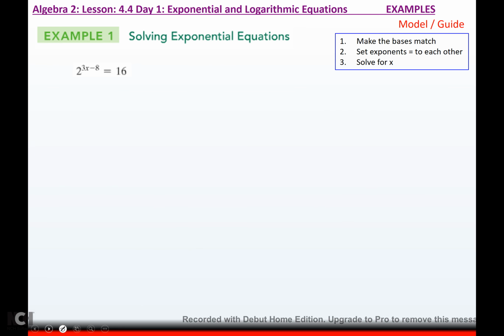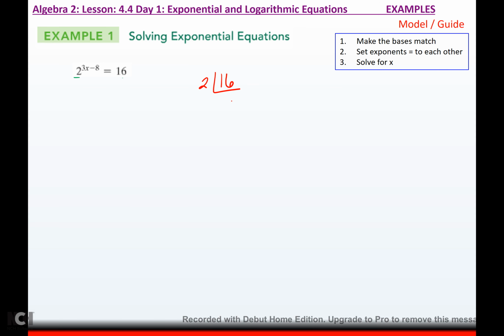Alright. So let's try this one, okay? I can't break down 2 anymore. So that means I have to be able to break 16 down by 2s. And what happens if you can't? If you can't, then we learn another method to solve. But for today, you'll be able to make the bases match. If not, like I said, I'll teach you another technique in a couple days.